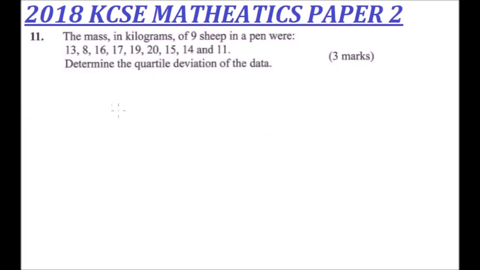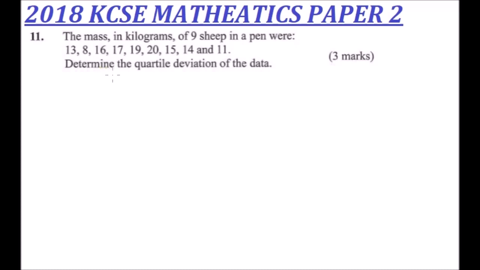So this is 2018 KCSE Mathematics Paper 2, question number 11. The mass in kilograms of 9 sheep in a pen were 13, 8, 16, 17, up to 11. Determine the quartile deviation of the data.